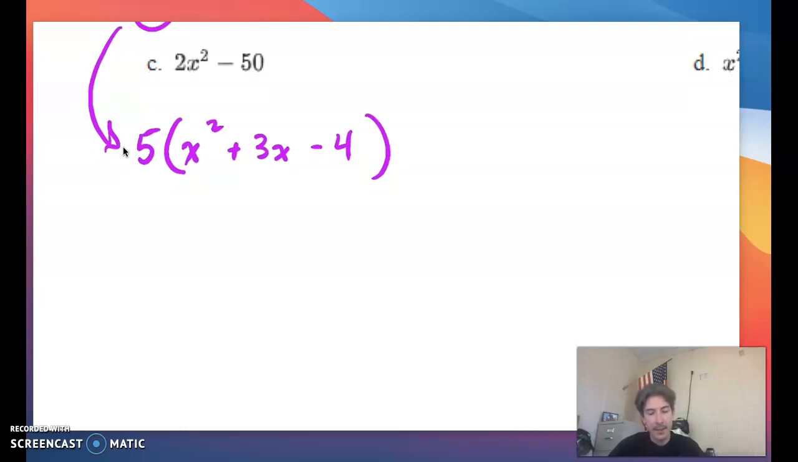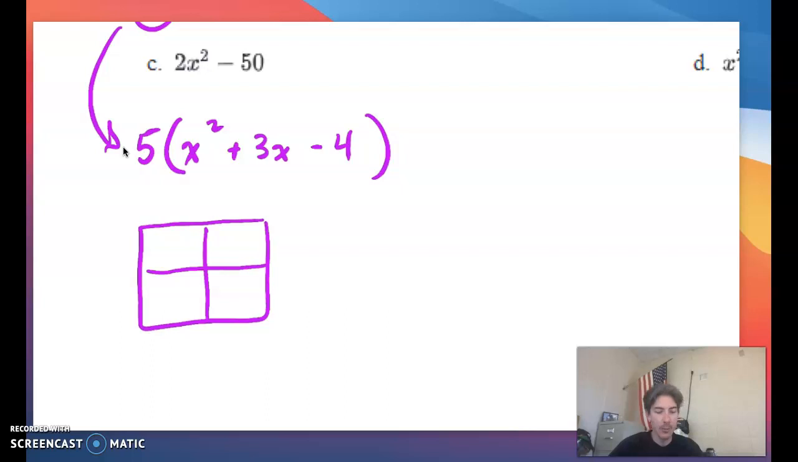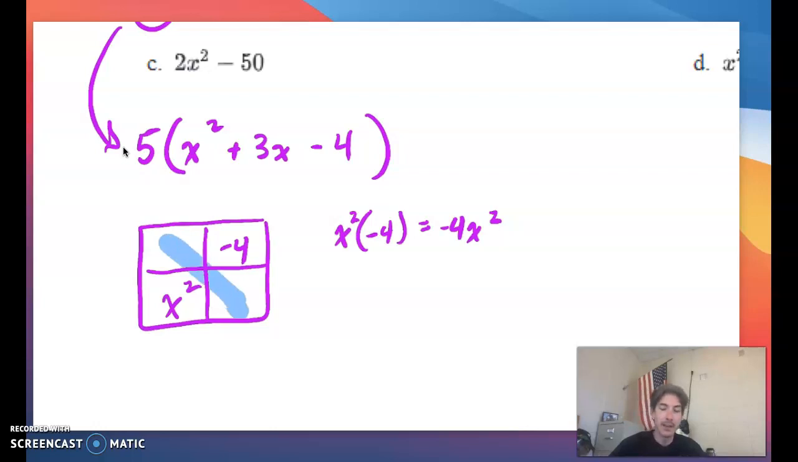I want to write it as a product, and I want to do so using our generic rectangle again to remind you of that process. I'm only going to put the trinomial in here. So I'm going to put an x squared here, and I'm going to put a -4 there. Now x squared times -4, that's a multiplication by the way, not a subtraction, gives me -4x squared.